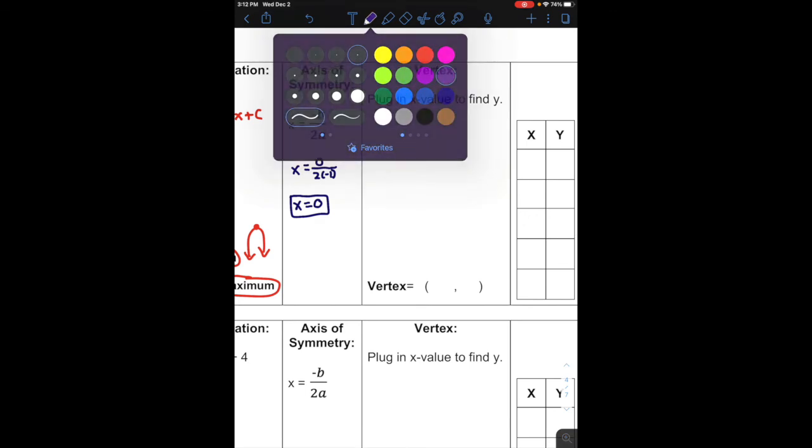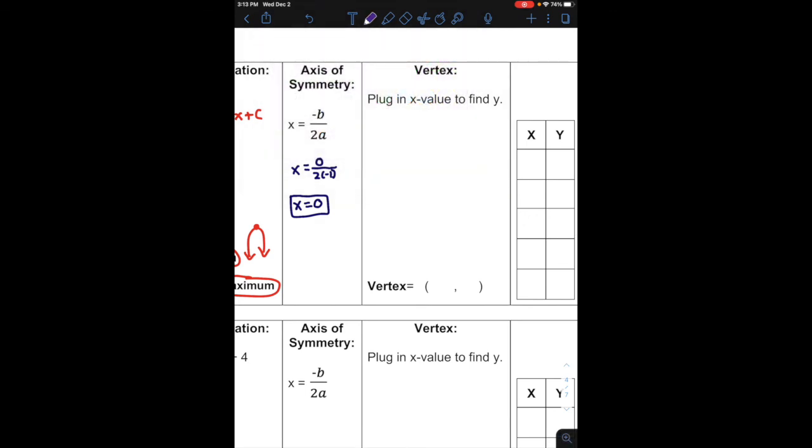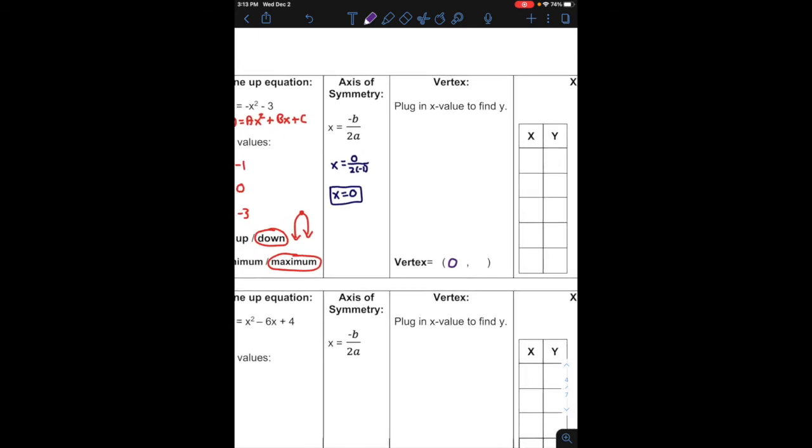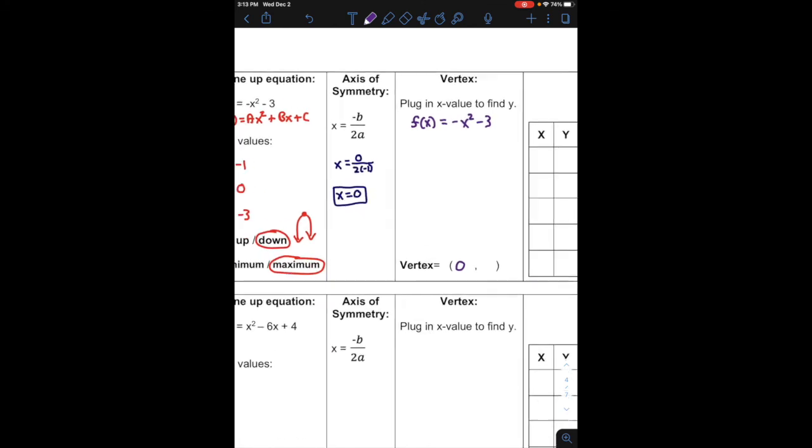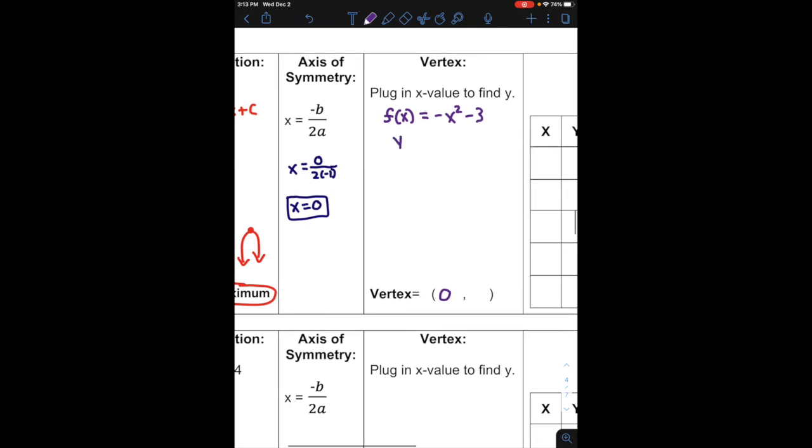Since the axis of symmetry does pass through the vertex, they're going to share an x value. The vertex is written as an ordered pair, in which we now know the x value is 0. Let's plug that in to find our y value. I'm again going to copy our function, which happens to be in function notation here. We can rewrite it as y equals negative x squared minus 3. I'm going to substitute 0 in for x to figure out what the y value is when x is 0.